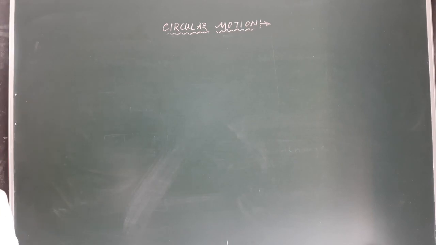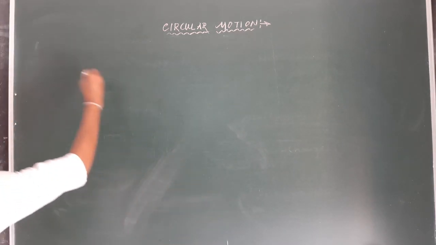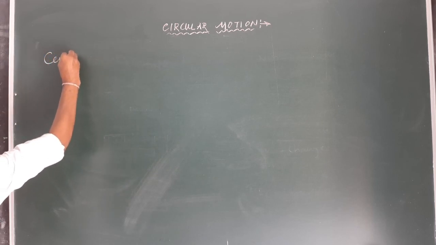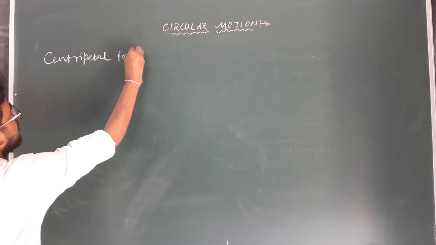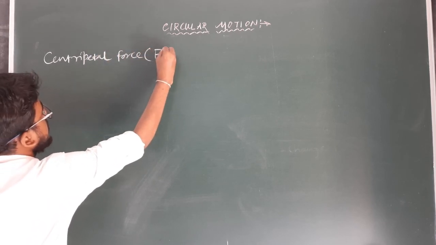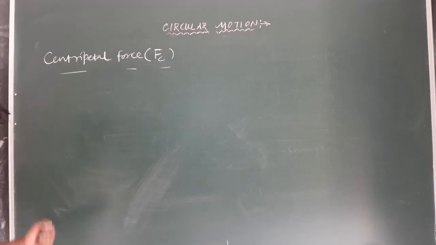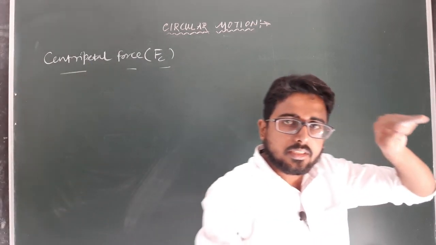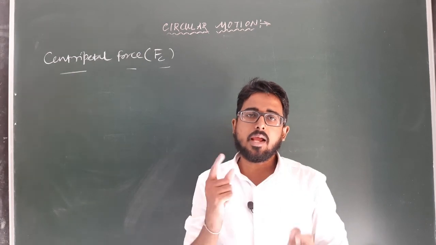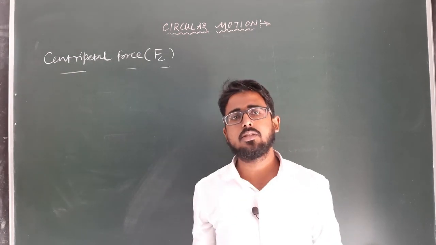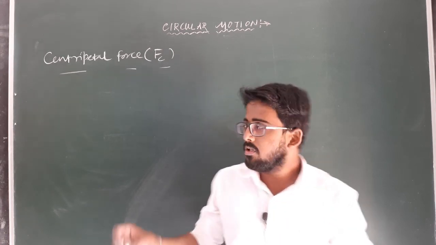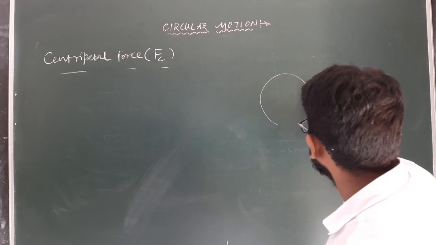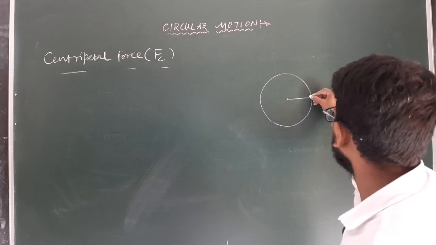Okay, so next we are going to discuss centripetal force, denoted by Fc. So what is centripetal force? As we know, if a body is executing circular motion, then it must have an acceleration along the direction of radius or perpendicular to the direction of linear velocity, because in circular motion each and every instant the direction of motion of the particle changes.